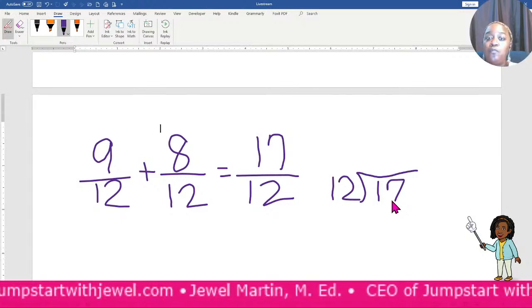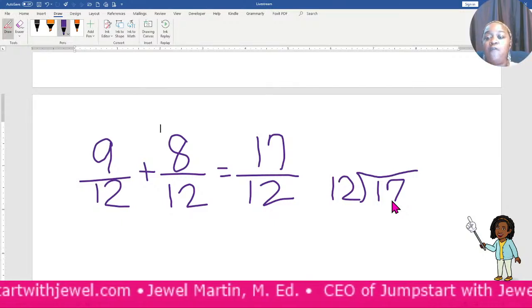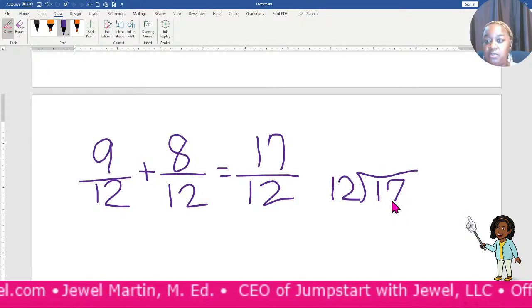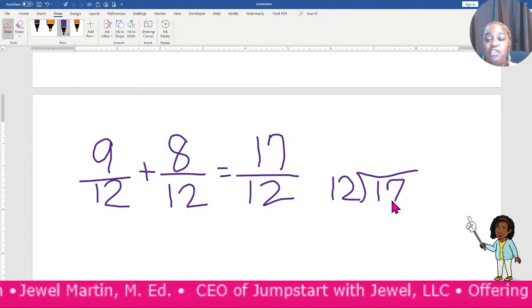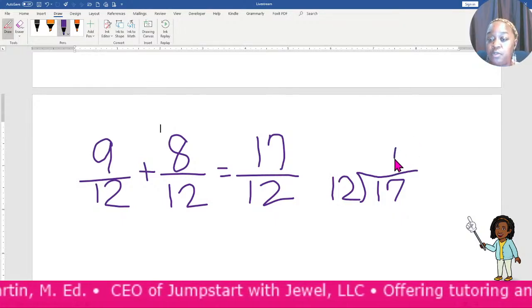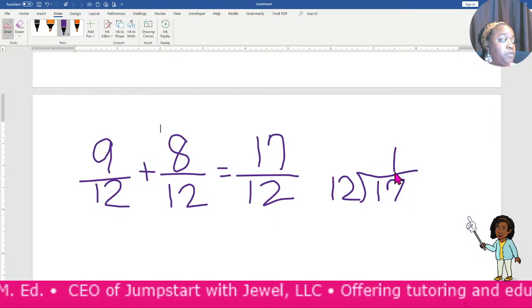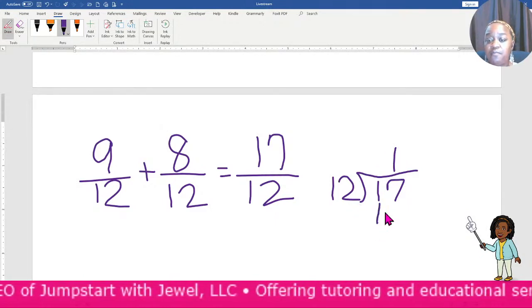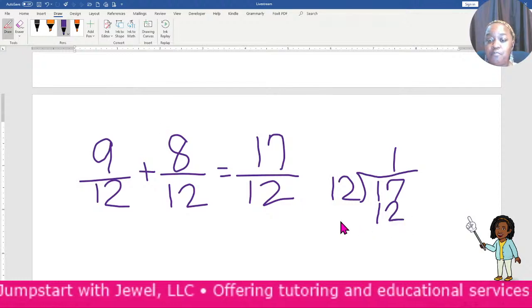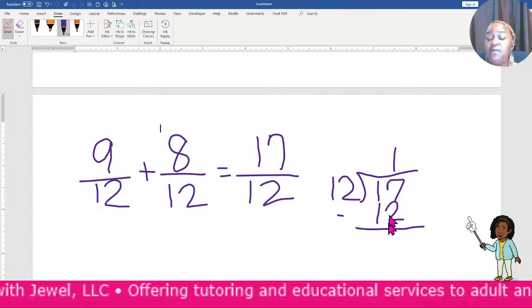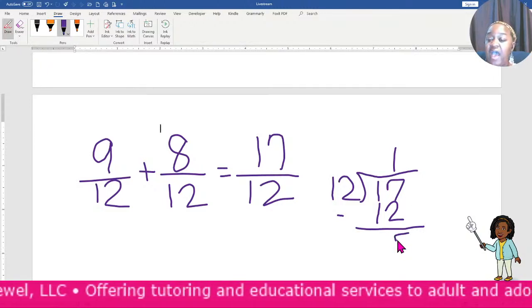If you have a group of 12, how many groups of 12 can you make with 17? If you've got 17 pencils, how many groups of 12 can you have with 17 pencils? You're only going to have one group, right? So you put the 1 up here, and then we multiply. 1 times 12 is 12. We subtract. 17 minus 12 leaves us with 5.